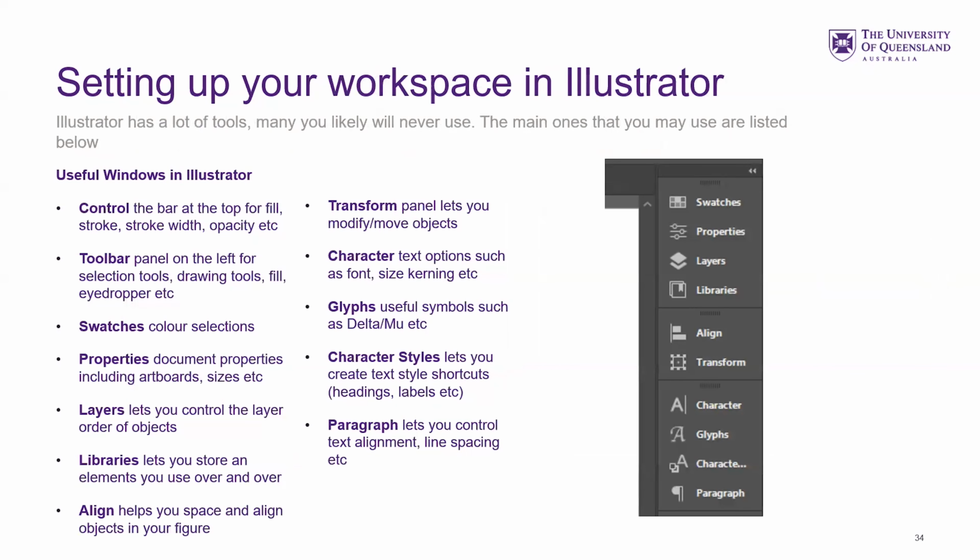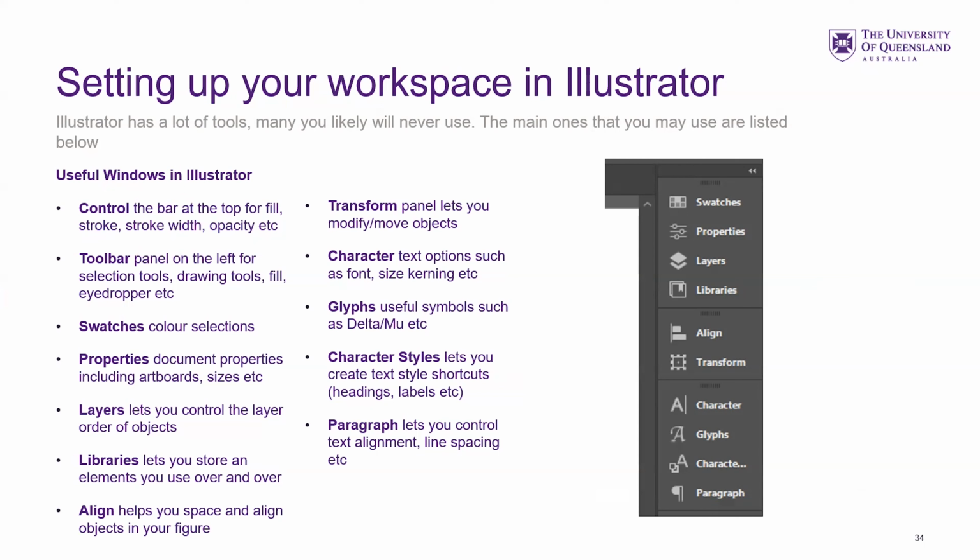You can set up your workspace to make it a bit easier for you. Often people just use the default, and the default is certainly not for everything. There's a bunch of windows. The control panel is the dial on the top, so that's things like the stroke width, fill, colors, opacity. The toolbar is all the stuff down the left-hand side, like your selection tool, drawing tools, things like that.